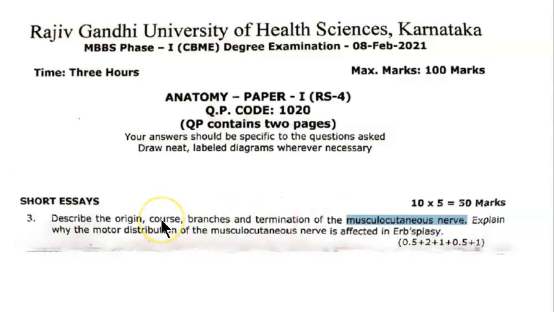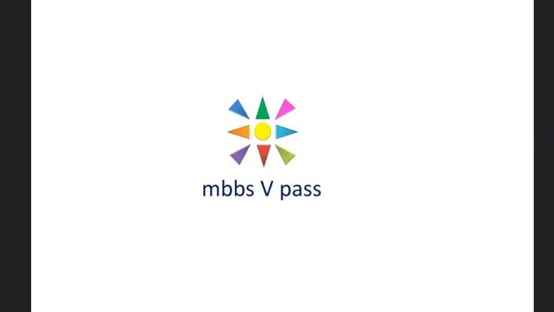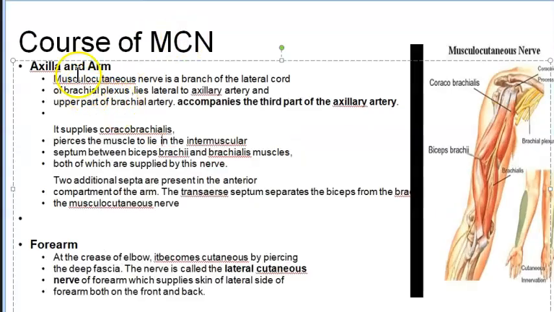Next thing is the course of this nerve. Where is the course that you're seeing here? It is coming here, and it is in the arm. It seems to be going between all these muscles, and then it is going to the lateral part of your forearm. So that is the course. But let us see how to write it in the exam. Here's what the textbook says. Course of musculocutaneous nerve, they have divided it into axilla and arm. Let us say axilla and then the arm.